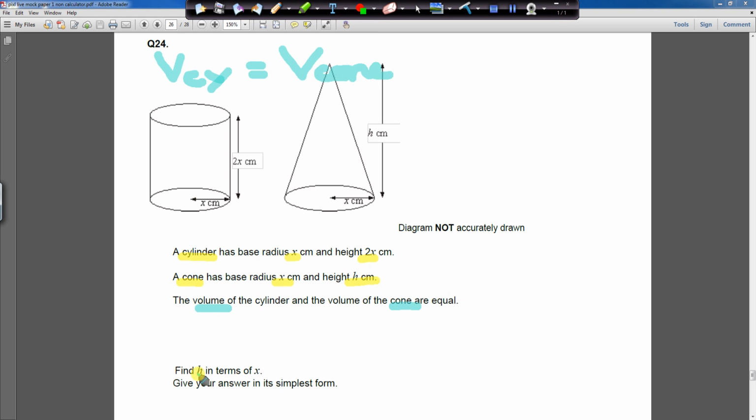Okay, lovely. Because they want us to find h in terms of x. So that means they want something at the end of the equation that says h equals, and a formula with x in it. Give your answer in the simplest form. So let's have a look. Let's change to a normal pen. Now let's look at the formula for the volume of a cylinder. So the volume of the cylinder, we know, is equal to the volume of the cone.